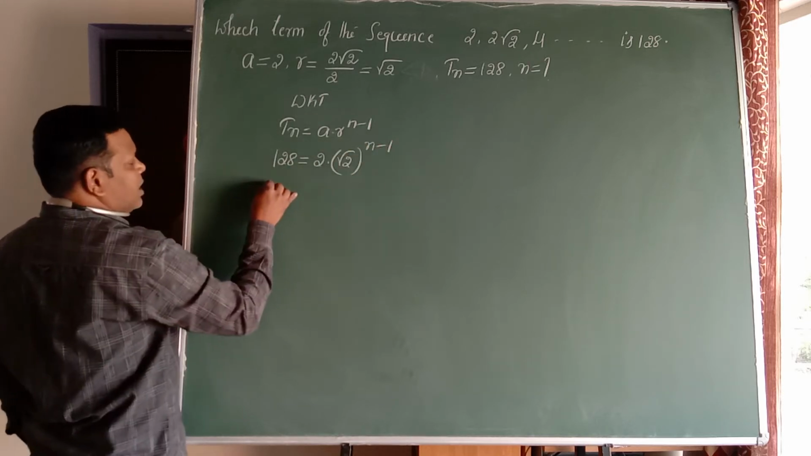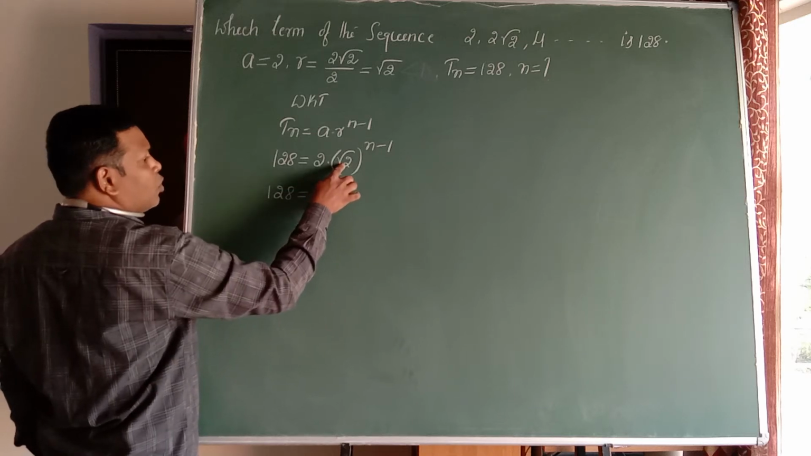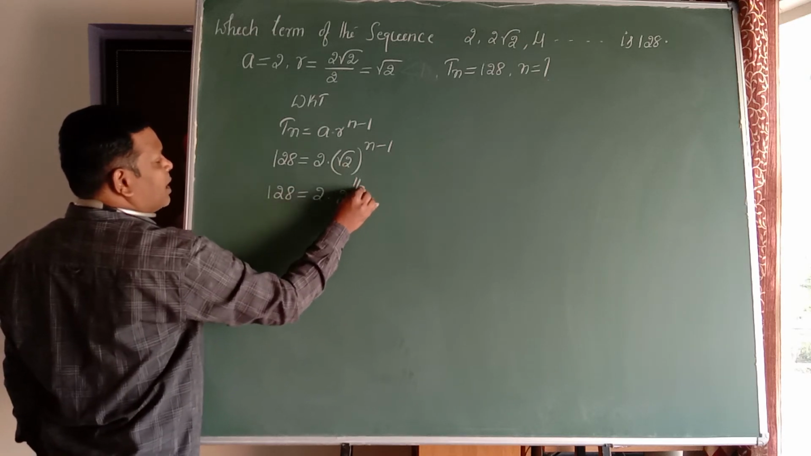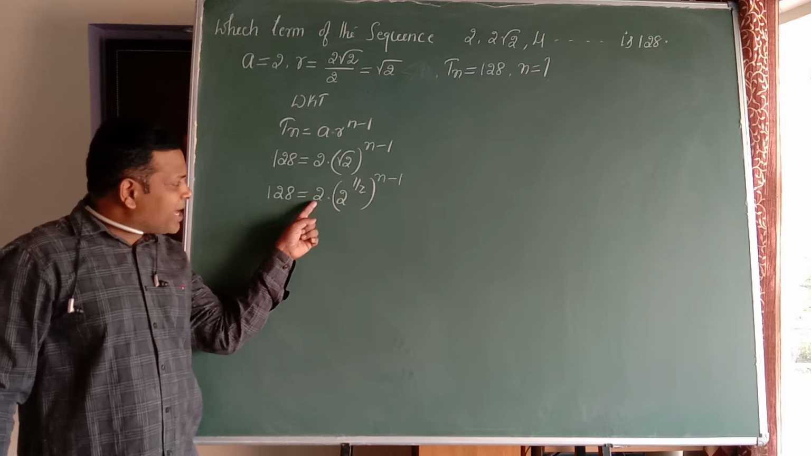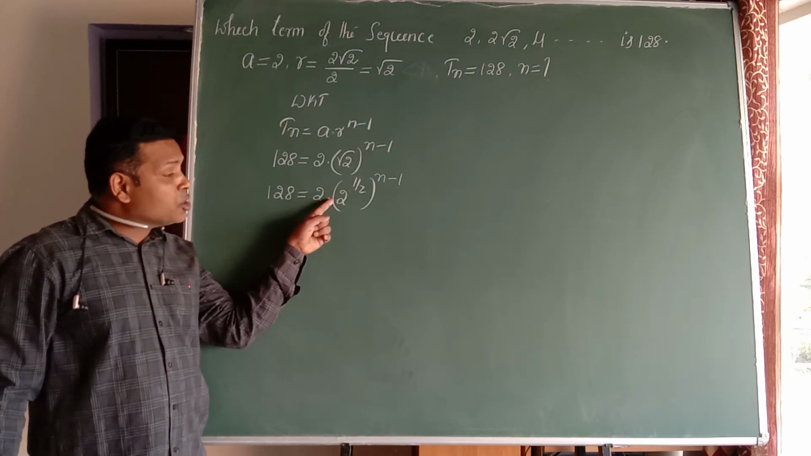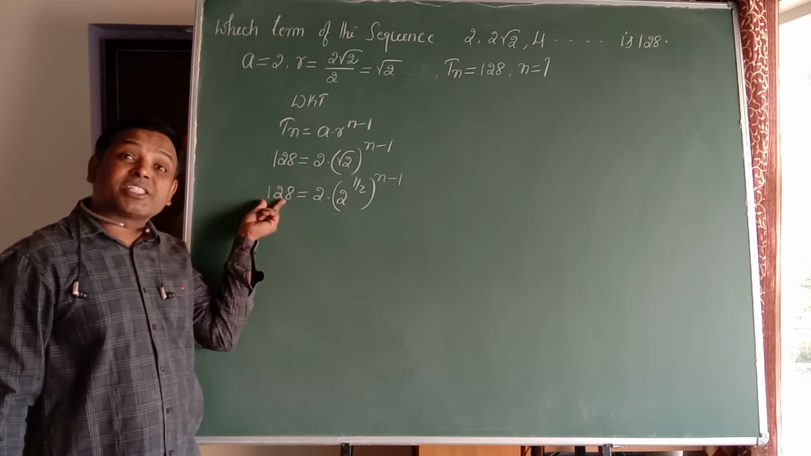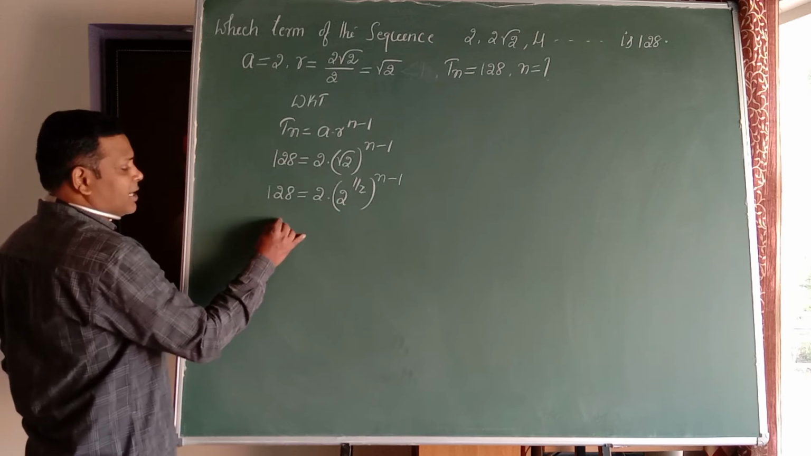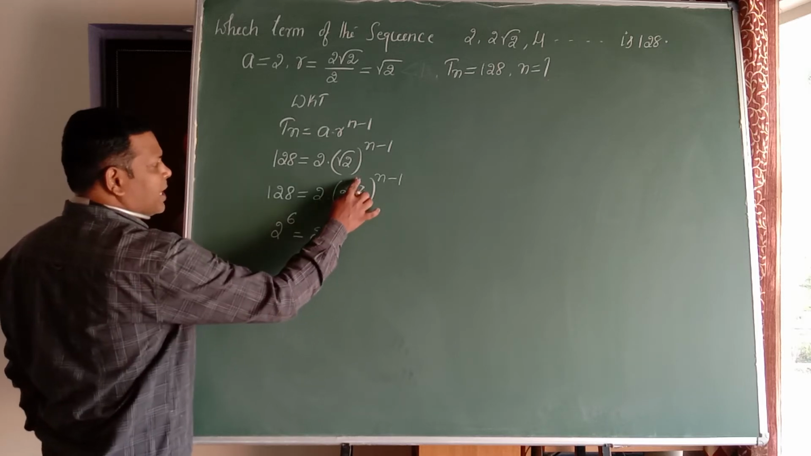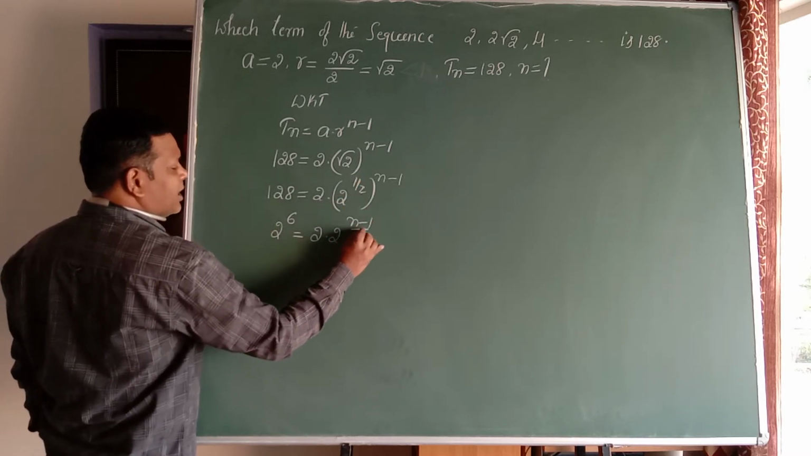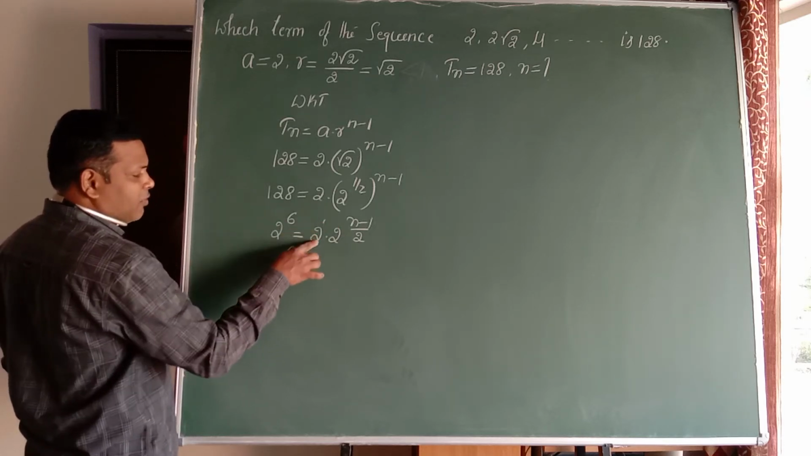n minus 1. Here 128 is equal to 2 into, my dear children, root 2 can be written as 2 power 1 by 2, whole power n minus 1. Now here also the base is 2, here also the base is 2. So the LHS number 128 is also written in terms of the base 2. Therefore 128 can be written as 2 power 6.